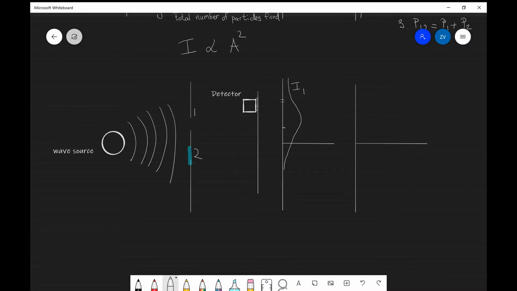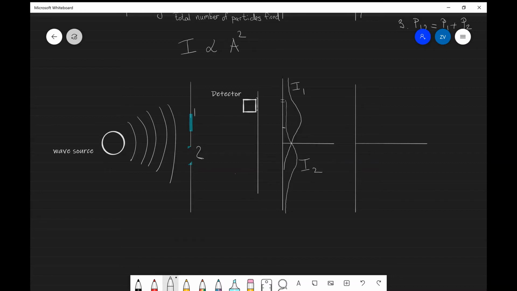Okay, and if we do the reverse, so let's say that we close slit number 1 and open up slit number 2, we're going to get a pretty similar curve. It's going to be centered near the center of slit number 2, and this is quite interesting. It's going to be a curve which should reach maximum right about there. So I'm going to call this I2.